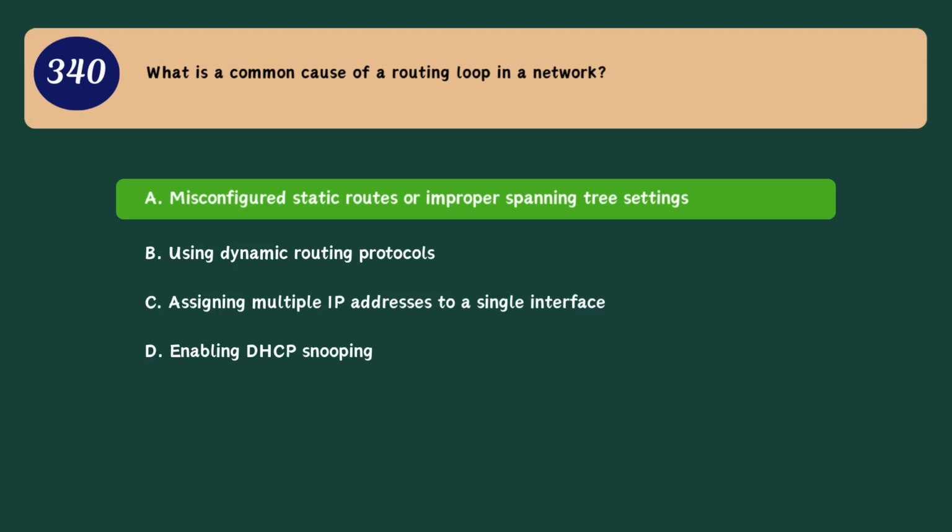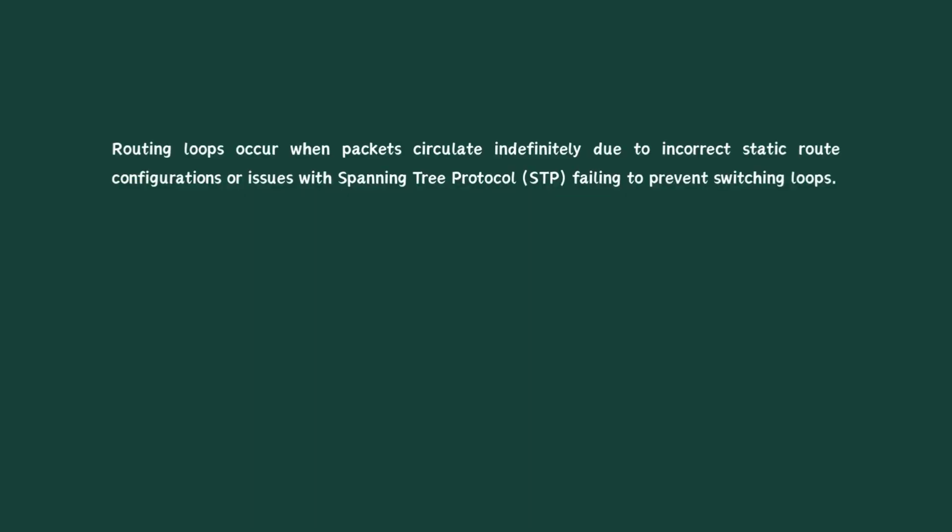Correct answer. A. Misconfigured static routes or improper spanning tree settings. Routing loops occur when packets circulate indefinitely due to incorrect static route configurations or issues with spanning tree protocol, failing to prevent switching loops.